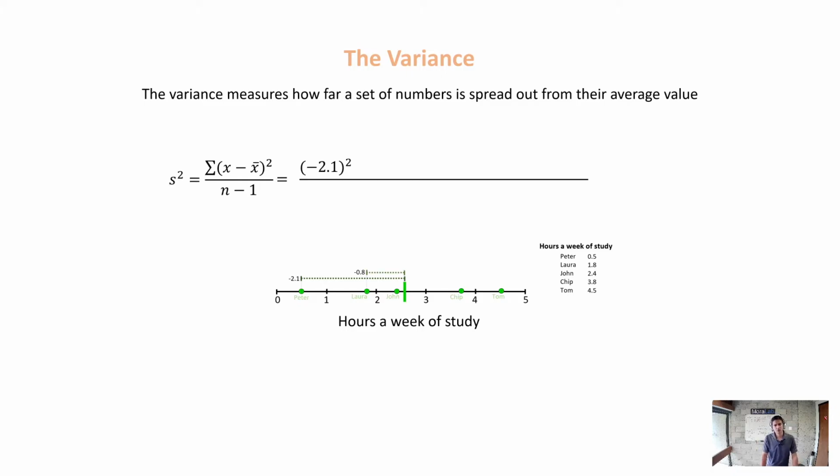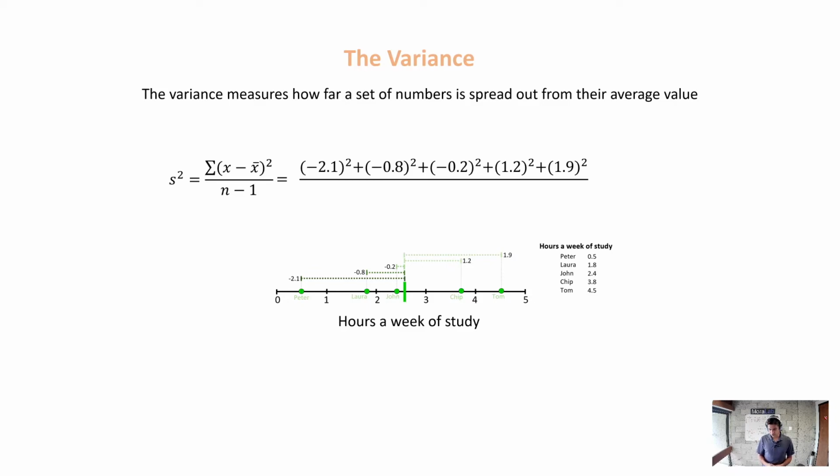I now do the same for Laura. So Laura studied for 1.8 hours and the mean is 2.6. So that means that the difference is negative 0.8 hours. And I do the same thing for John, Chip, and for my friend Tom. Okay, so that right there is the numerator of the variance.